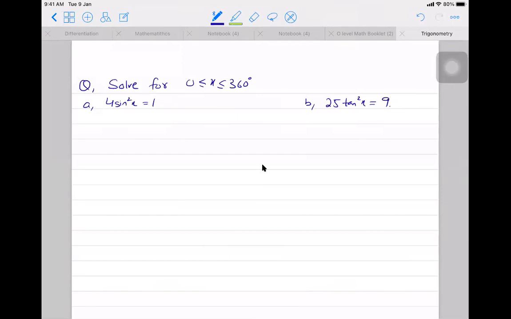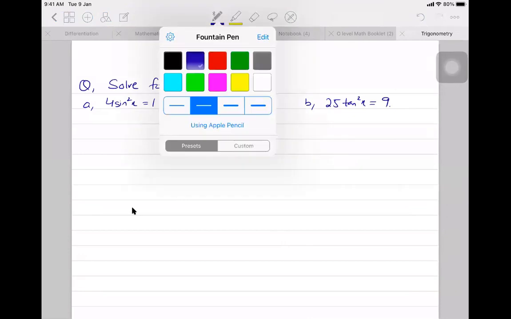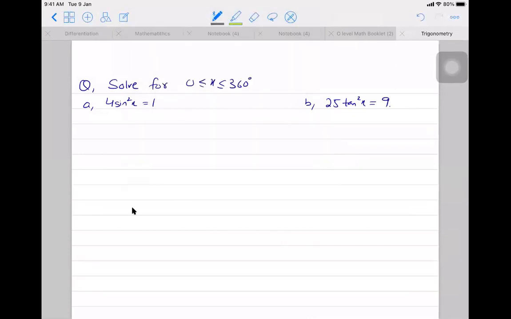Sir, for the first one, is it 30, 150, 210, and 330? Okay, let me solve this. So what is the first step that you have done? I put the 4 on the other side, so it was 1 upon 4, and then I put under root on 1 upon 4.